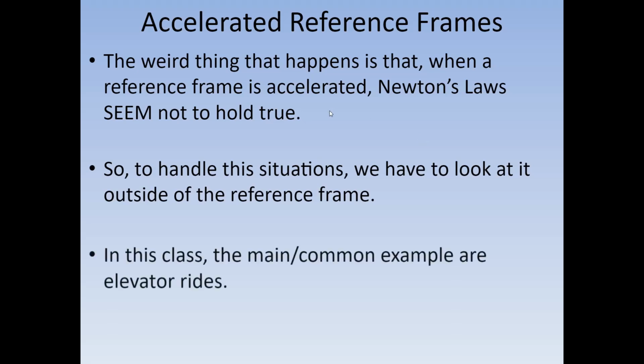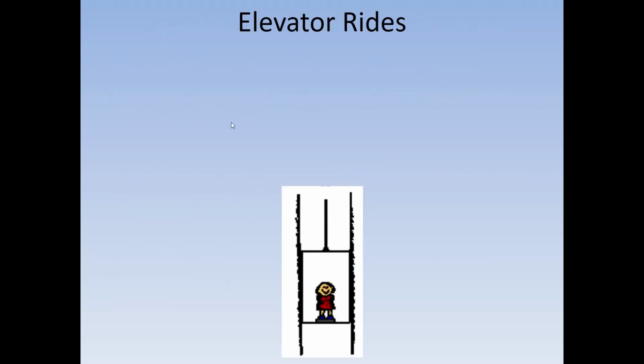Now, like I said, we're mainly going to be using elevator rides. This is going to be the most common example. So the idea is that you go into an elevator ride, and all of a sudden the elevator begins to move, and you'll notice what feels like an additional force acting on you, either a force pushing you upwards or a force pushing you downward. So where is this coming from? Again, it's coming from the fact that the elevator itself is accelerated. The reference frame is accelerated.